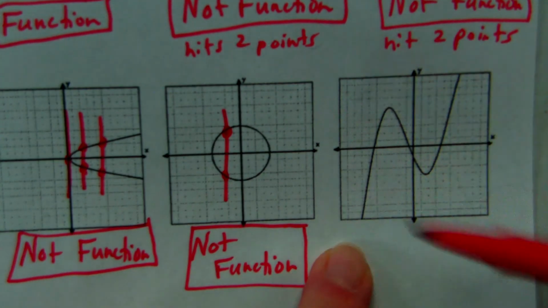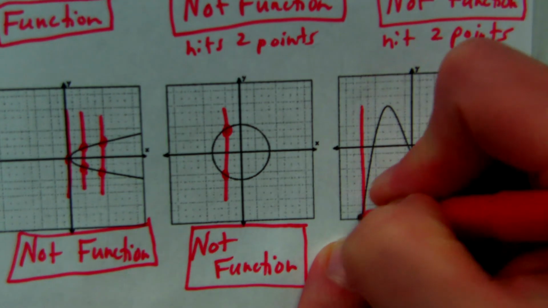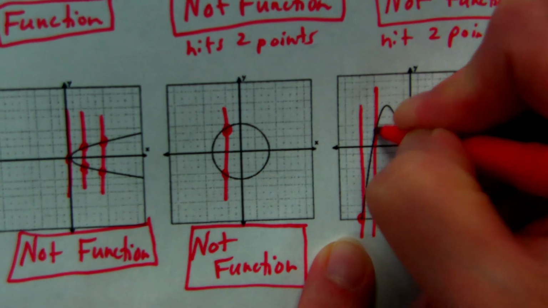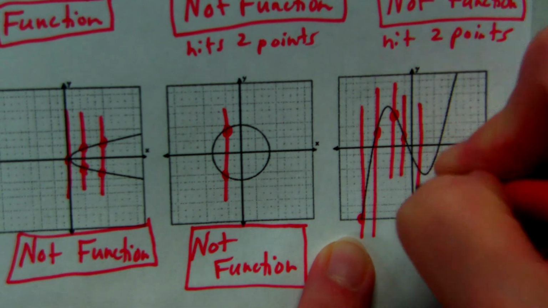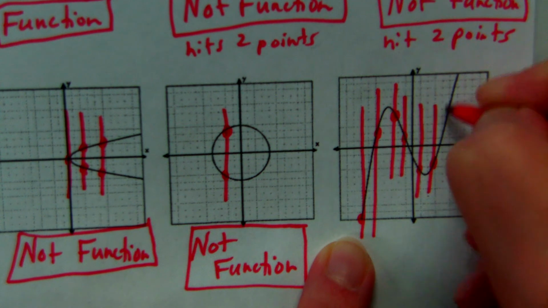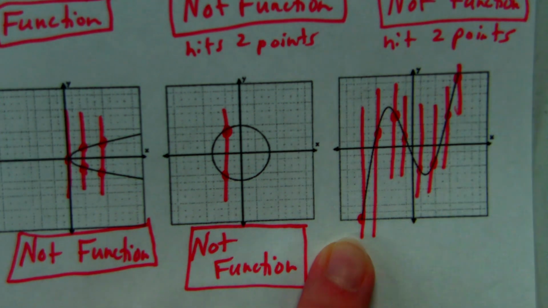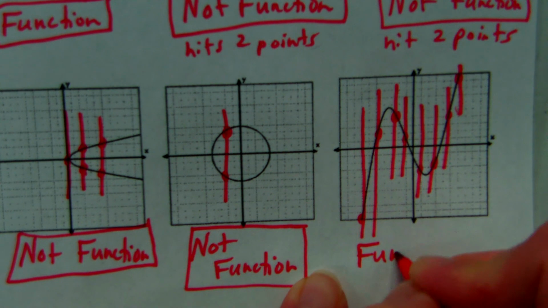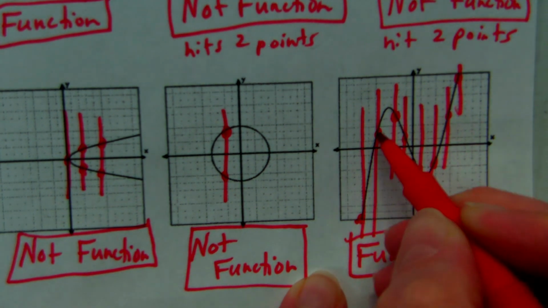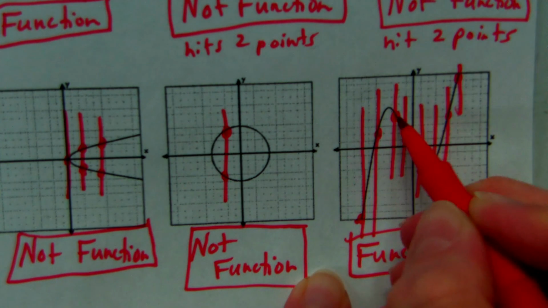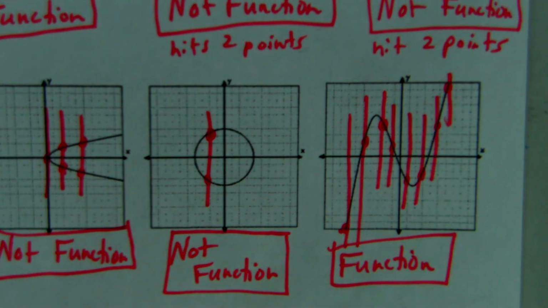And then over here, we have this wavy graph. We might have to look at it a little closer. So if I do this line, it only hits 1 point. There it only hits 1 point. There it only hits 1 point. As long as it's only hitting 1 point at a time when you draw those vertical lines, it's okay. This is a function. All of the vertical lines only hit 1. So it's okay. It is a function.